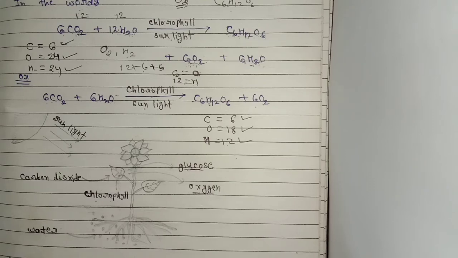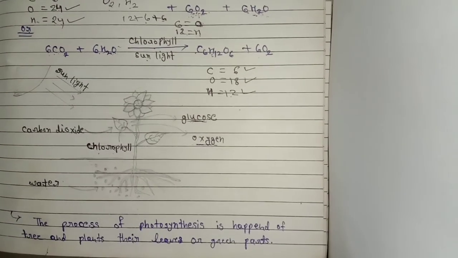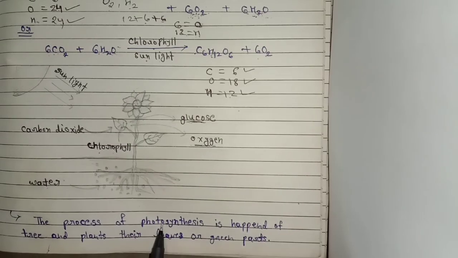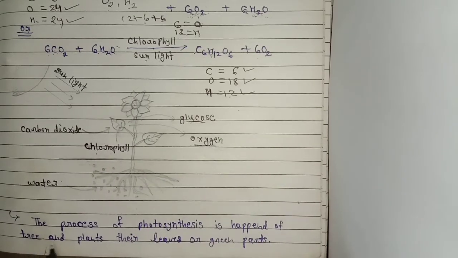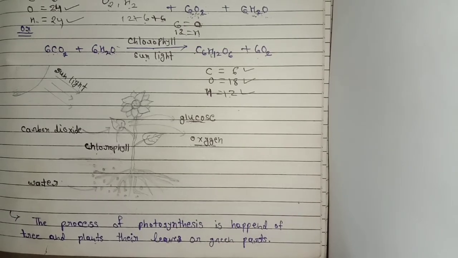So in any tree or plant, the process of photosynthesis happens. We learned about photosynthesis, the reaction, and the process of photosynthesis with images. Now let's understand where the process of photosynthesis happens in trees and plants.